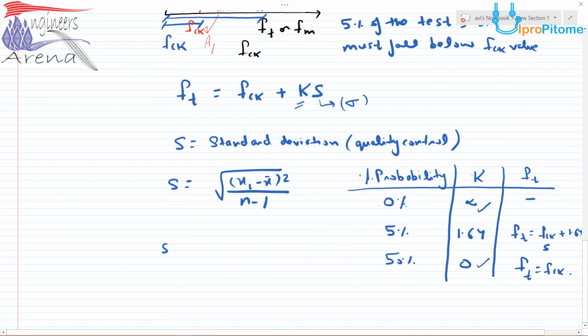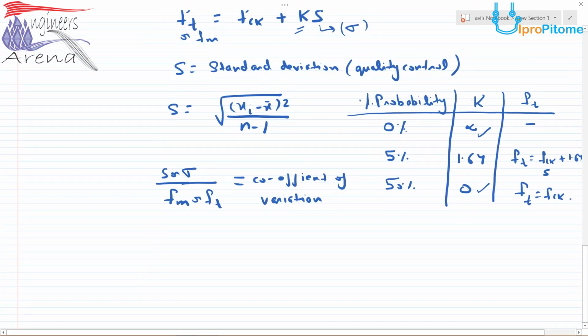Thereafter there are a few terms. Standard deviation is also denoted by sigma. Sigma or s upon fm or ft is known as the coefficient of variation. And sigma is equal to the square root of variance. You must be knowing this; these things might be asked to you.